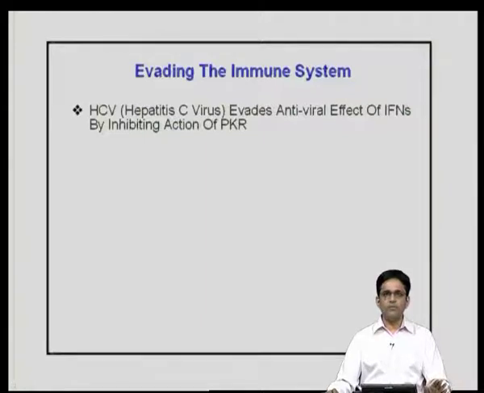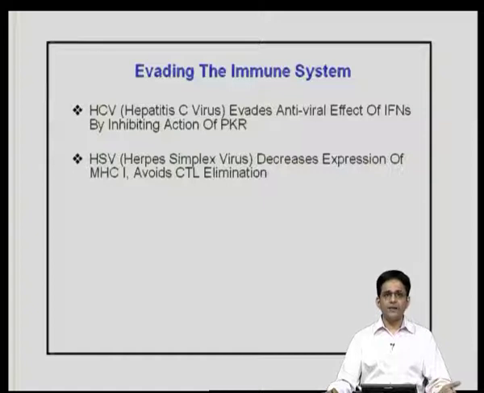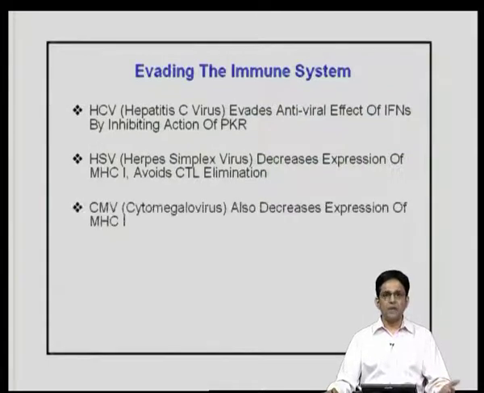Now, in terms of evading the immune system, you have different viruses that have used different mechanisms. For example, the hepatitis C virus inhibits interferons. We will be discussing a little bit about interferons, by inhibiting the action of PKR or protein kinase R. HSV or herpes simplex virus decreases expression of MHC class I, avoids CTL elimination. Cytomegalovirus also decreases expression of MHC class I.